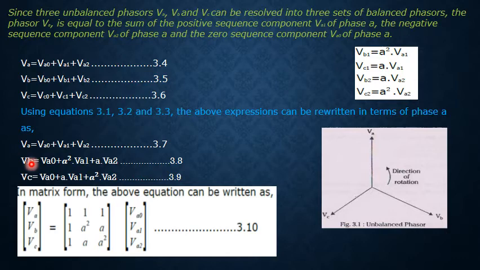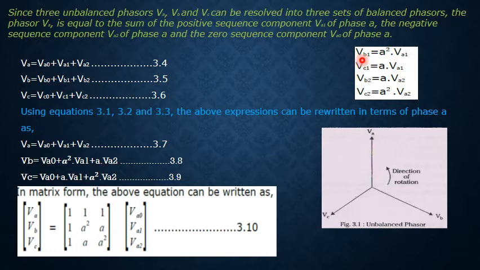Now for the voltage of phase B, as we are representing it in terms of phase A, as we derived previously for the zero sequence component, VA0 will be equal to VB0, and also equal to VC0, that is meant for the zero sequence component voltage. So instead of VB0 we are going to represent it in terms of phase A as VA0, plus VB1. From the previous equation, we obtained VB1 as a square times VA1.